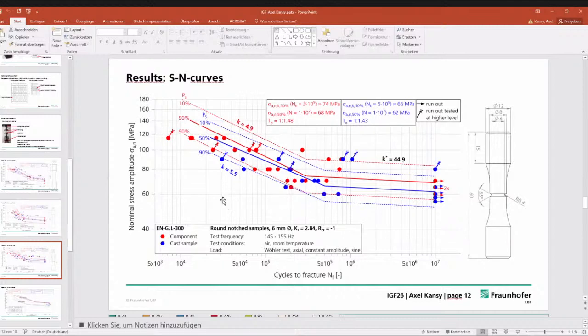Just to understand, the blue points are for, and the red? We removed specimens from a component and from cast samples we made for the project. The red ones are from the component, which is a gearbox housing, and the blue ones from the cast samples. And due to the very similar microstructure and chemical composition, we used both for the analysis.